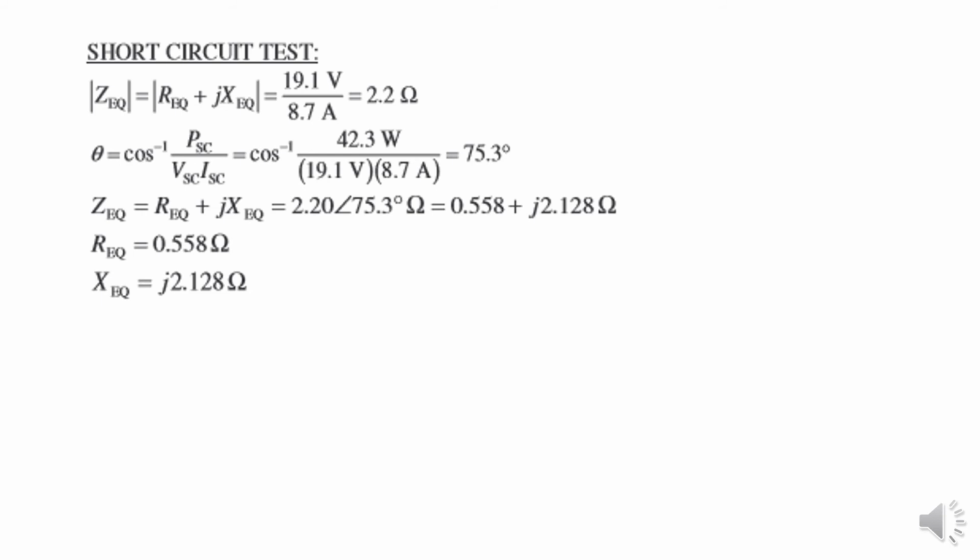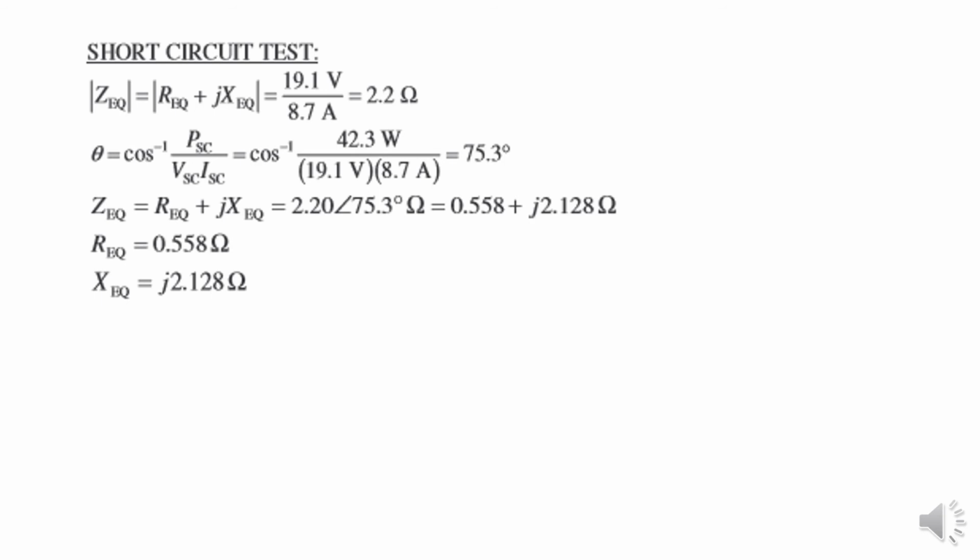Angle means the angle between voltage and current, right? The current and voltage values that we have used in the previous line, which are 19.1 and 8.7, right? So when we have impedance, that impedance will introduce an angle between voltage and current.